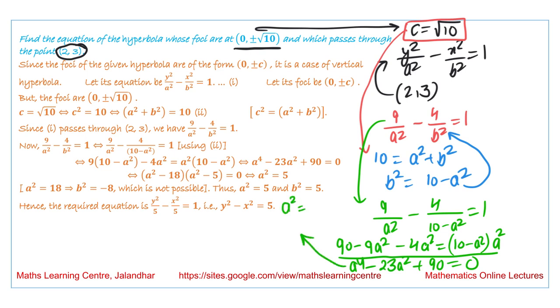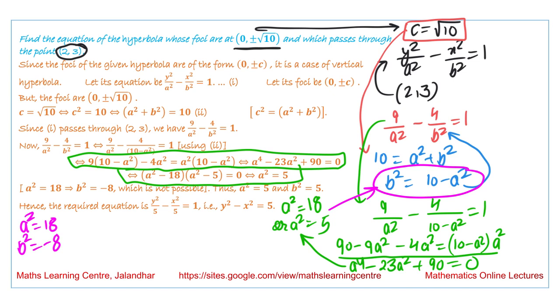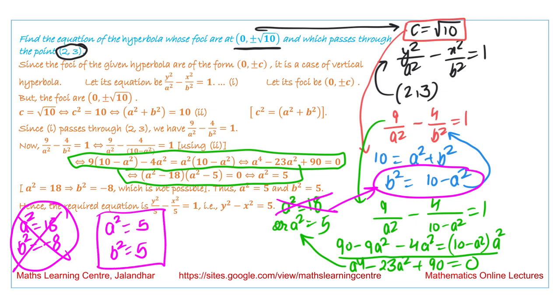We are getting a square is equal to 18 or a square is equal to 5. These calculations are shown over here. You can look at these calculations. This is the equation we are obtaining, and we are getting two values of a square. Now if we substitute these values of a square in this equation, for a square is equal to 18, we get b square is equal to minus 8, and this thing is not possible. So we are not interested in the value a square is equal to 18. If we substitute a square is equal to 5, we get b square is equal to 5. So these are the required values of a square and b square.